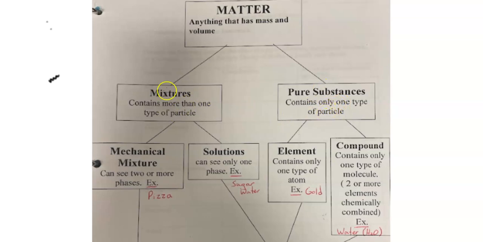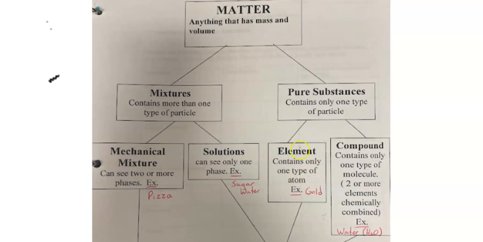So for mixtures, we have mechanical mixtures, meaning you can very clearly see there's more than one thing. Like pizza, you've got cheese, sauce, bread, pepperoni, and they're all visibly distinguishable from each other. A solution means they're all there, but you can't distinguish them from each other. Like sugar water. The sugar dissolves in the water, you can't distinguish it.